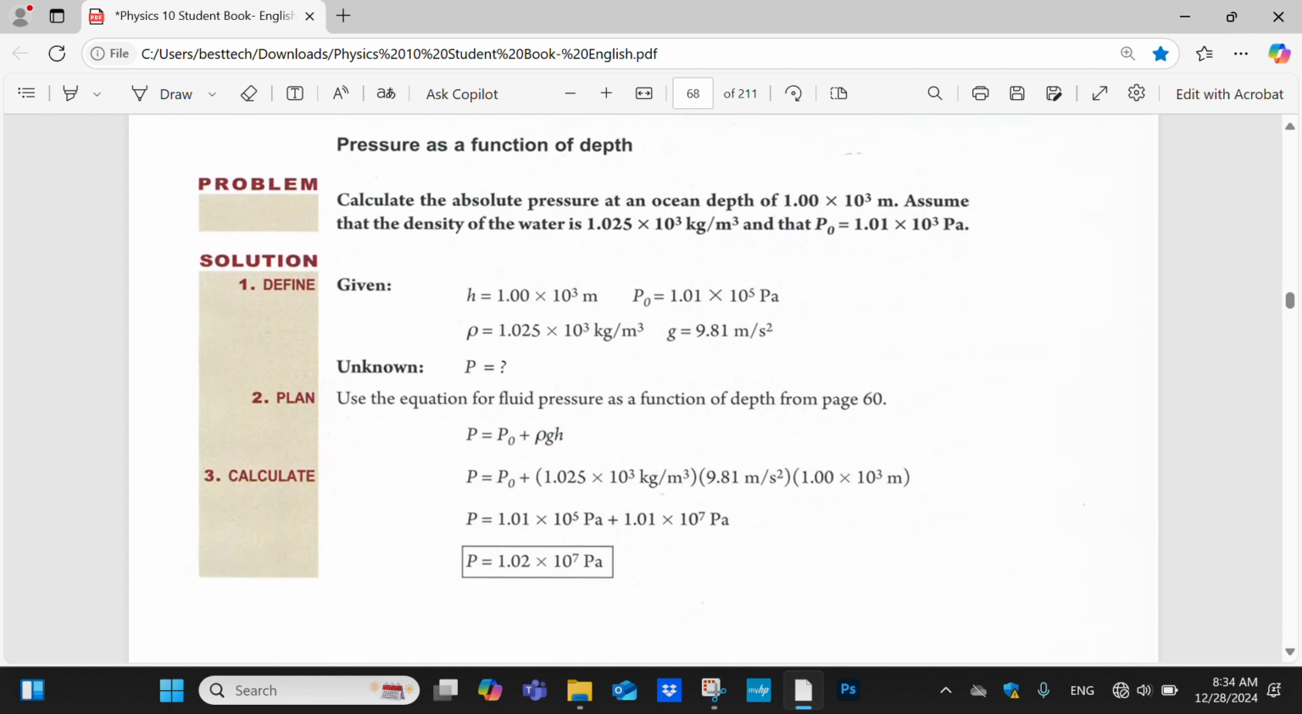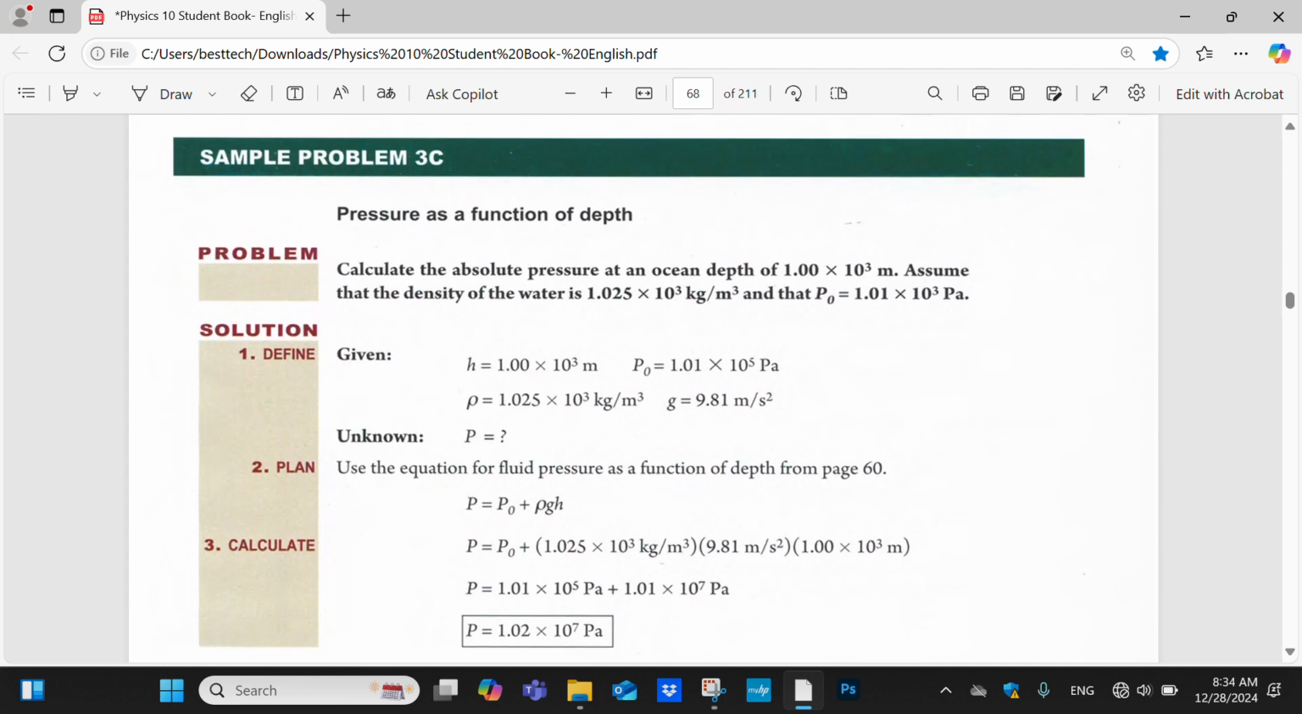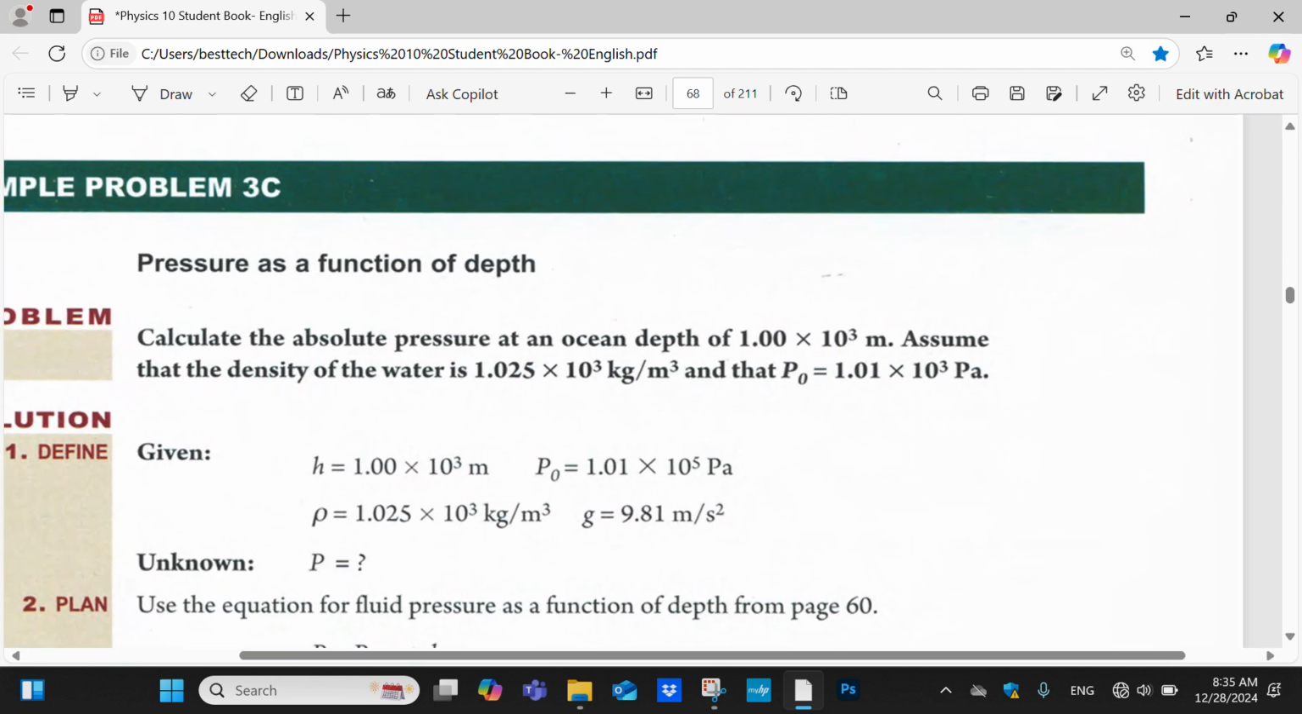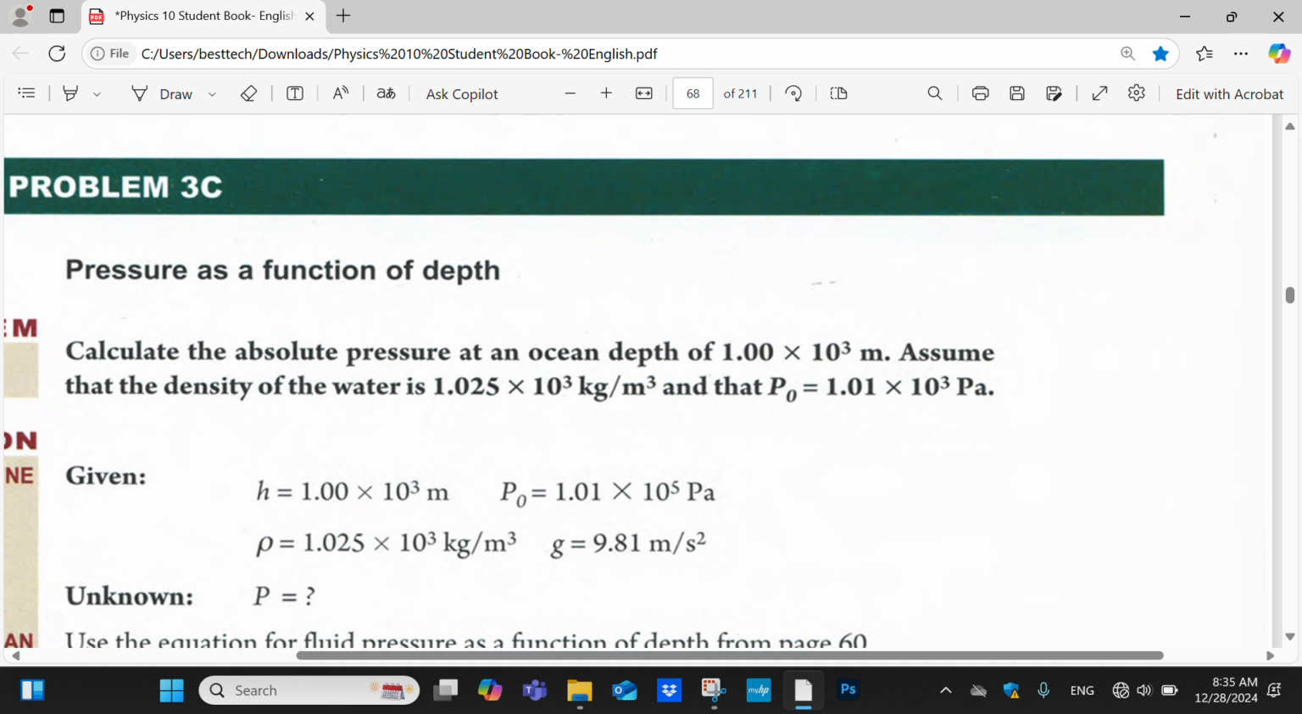Students, now we have an example about pressure. How to solve this example? I'm going to solve this example now. Look, be with me step by step.